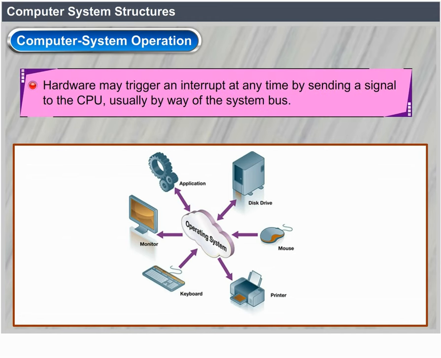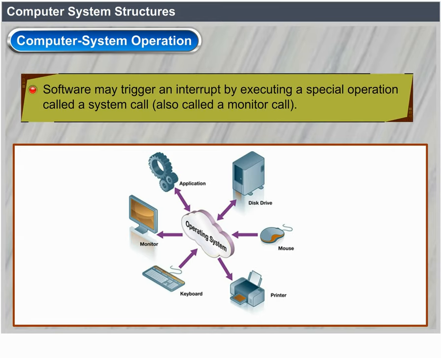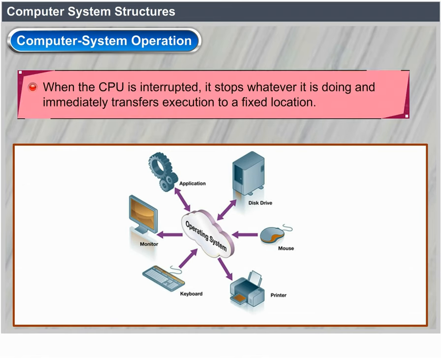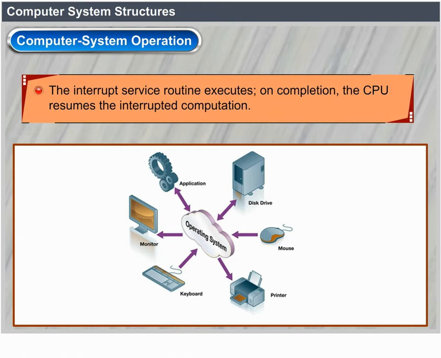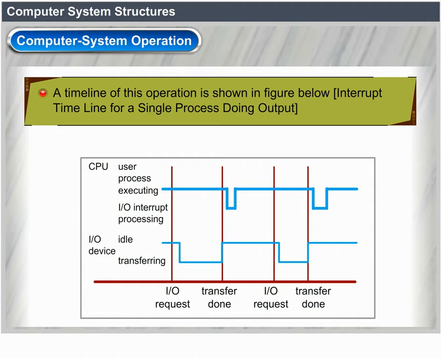Hardware may trigger an interrupt at any time by sending a signal to the CPU, usually by way of the system bus. Software may trigger an interrupt by executing a special operation called a system call, also called a monitor call. When the CPU is interrupted, it stops what it is doing and immediately transfers execution to a fixed location. The fixed location usually contains the starting address where the service routine for the interrupt is located. The interrupt service routine executes. On completion, the CPU resumes the interrupted computation. A timeline of this operation is shown in the figure below. Interrupt timeline for a single process doing output.